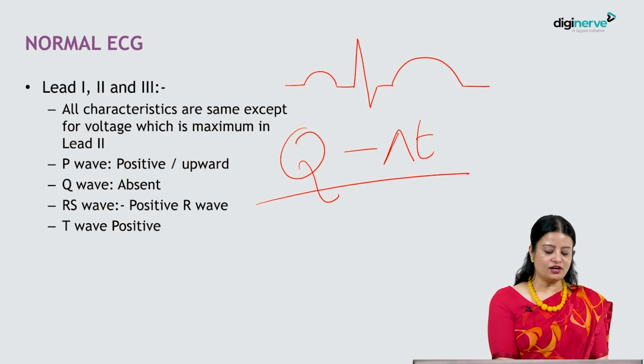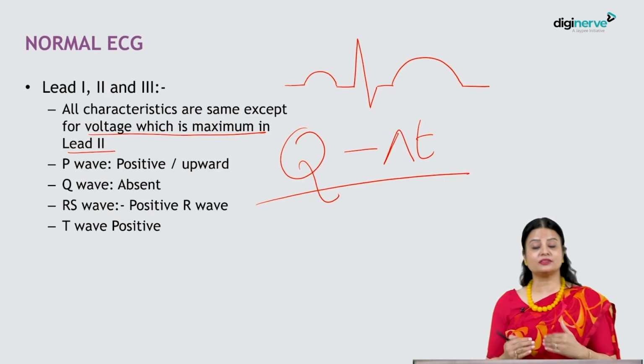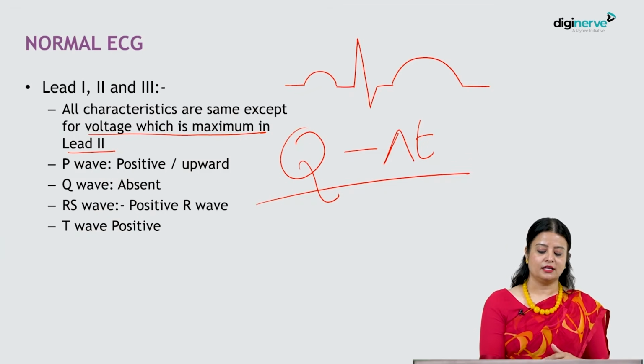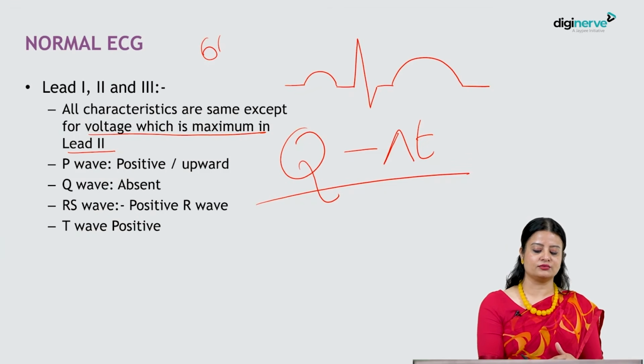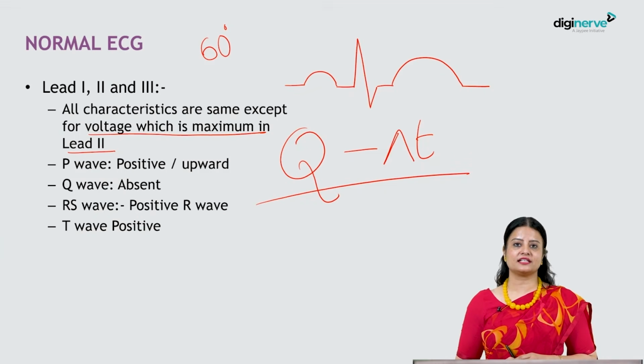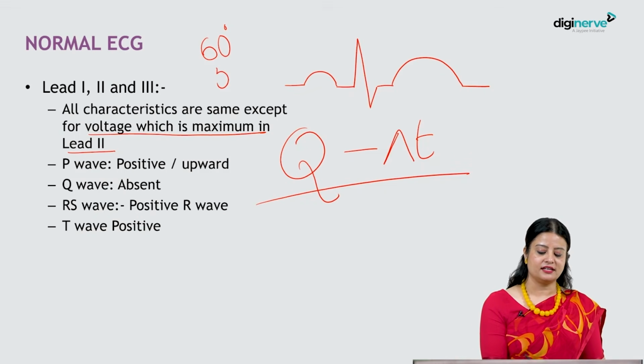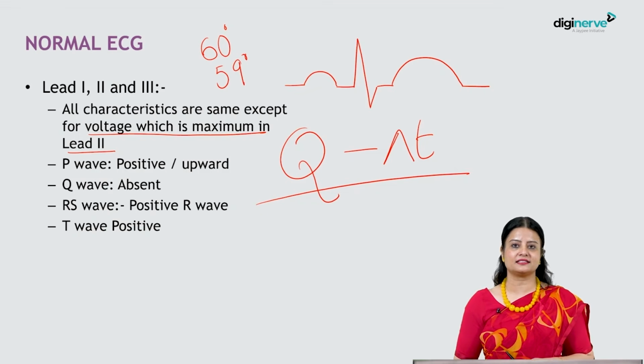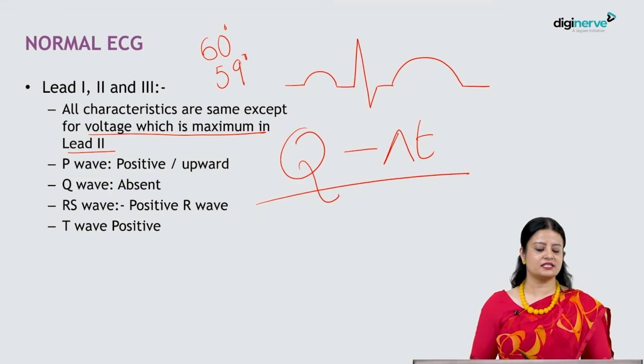The voltage of lead 2 is maximum. Can you think of a reason why the voltage of lead 2 is maximum? What is the direction of lead 2? 60 degrees. What is the direction of the mean cardiac axis? 59 degrees, which is very close to the mean cardiac axis. Hence, the voltage of lead 2 is highest.